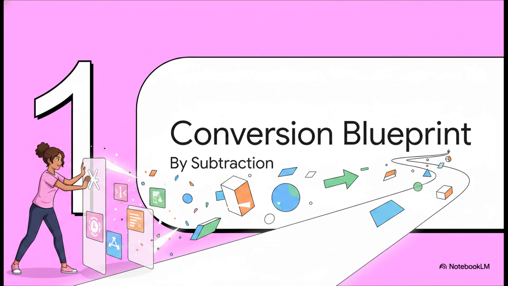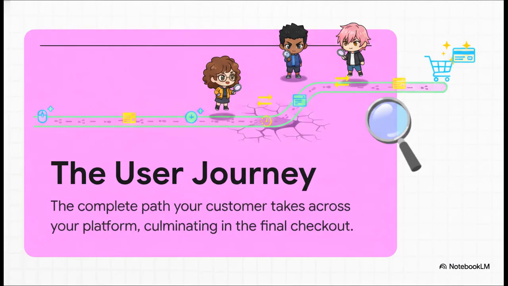Section 1. The Conversion Blueprint. Now, what's really interesting about this is that to execute this blueprint and actually increase your success rate, analyzing your user journey is the very first required step before you change a single thing. We define the user journey as the complete end-to-end path your customer takes across your platform, ultimately culminating in that final checkout. Think of this journey like a physical walkway. Every single click, every scroll, every new page that loads, well, that's just another footstep on this path. If we want to optimize the final destination, the conversion, we absolutely must understand every single step it takes to get there.